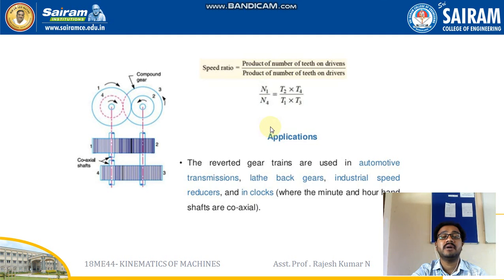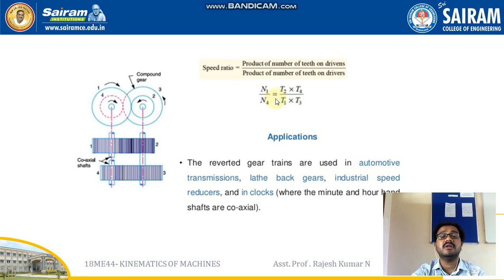Even though I have not mentioned it here, you know that the train value will be N4 by N1, which is equal to T1 into T3 divided by T2 into T4. That is the train value. So where are these gear trains used, the applications? The reverted gear trains are used in automotive transmissions, lathe back gears, industrial speed reducers, and in clocks, where the minute and hour hand shafts are coaxial. You would have observed in our watches, the minute needle and even the second needle are present on the same shaft. So that is the example you can always remember for reverted gear trains.